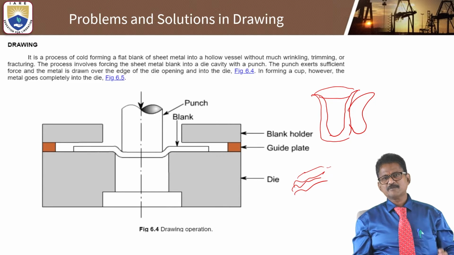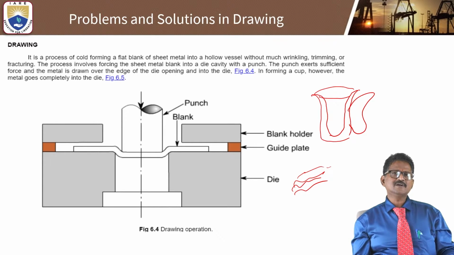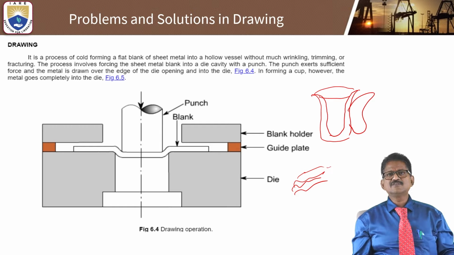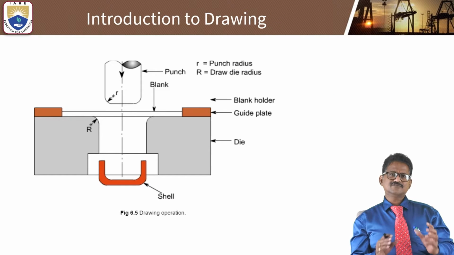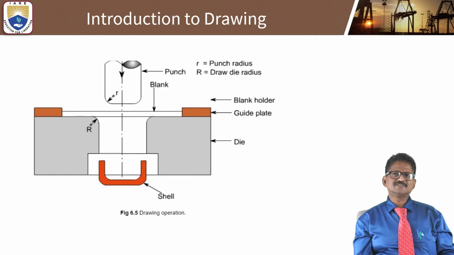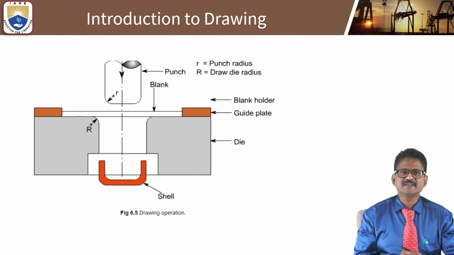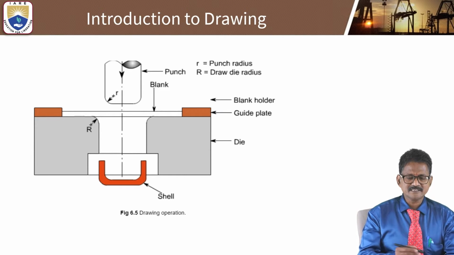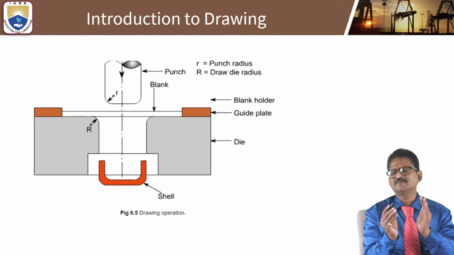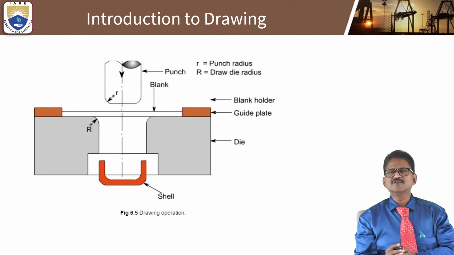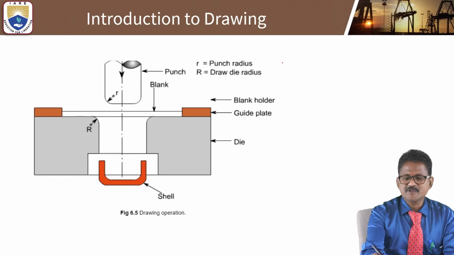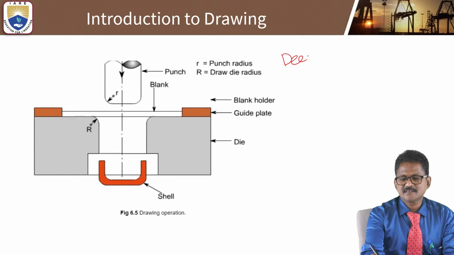Okay, so this is about the main concept of the drawing process, and let's look at how to give some introduction to it. In general, this terminology is very, very important. A cup-shaped mixie jar can be produced with this deep drawing process. This is also called the deep drawing process.